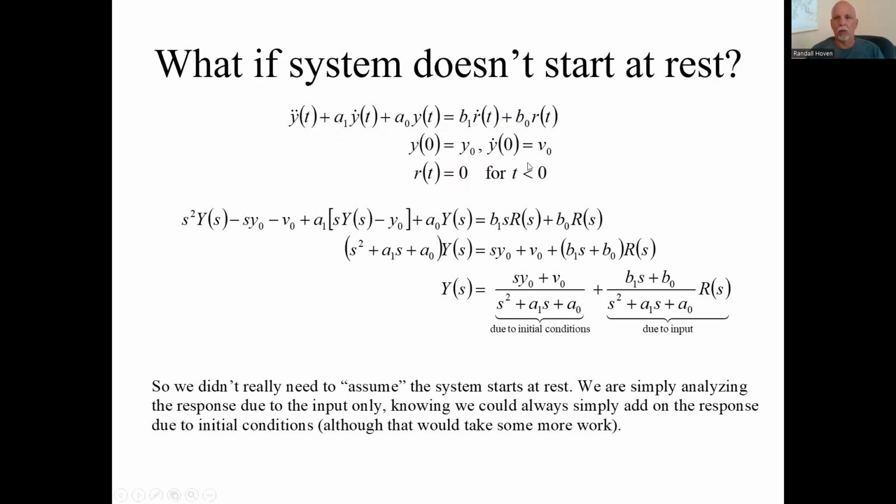We'll say that this r is 0 for time less than 0. If you go through what that is the long way, using all those initial conditions and that property of the Laplace transform, you get this for the output. And if you look at this part, it depends only on the initial conditions. And if you look at this part, it depends only on this input R. You can separate it. So we didn't really need to assume the system starts at rest. We just say we're looking at this part of the output, knowing we could always just arithmetically add this part of the output if we did some more work, the part that's due to the initial conditions.